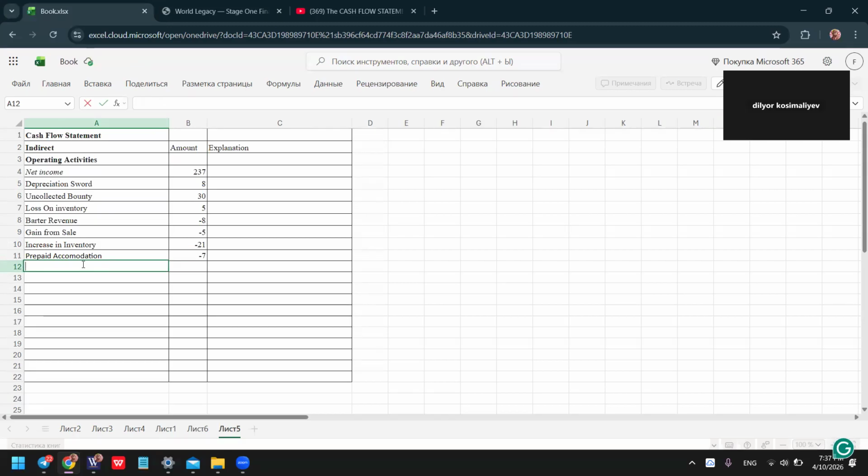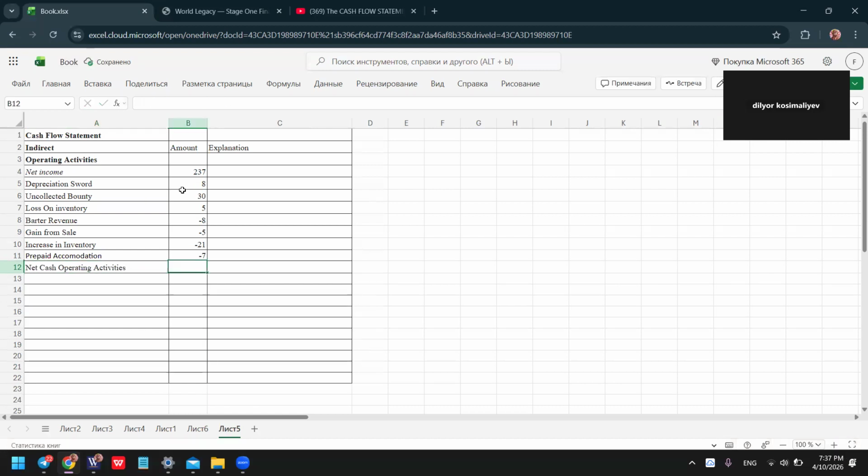And what is the total now? Let's calculate it. Total net cash from operating activities. So it's going to be -8, -5. This one and this one cancels out. This one and this one cancels out. 30 minus 21, it's 9. 9 minus 7, it's 2. So it's plus 2, 239.